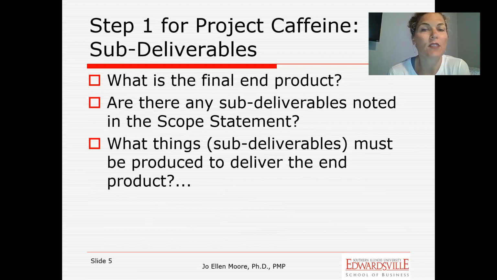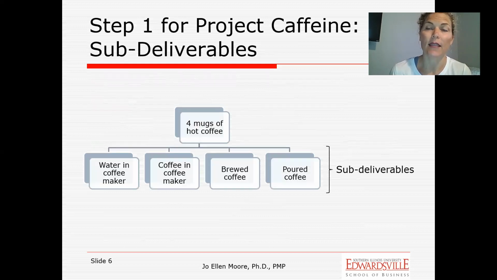We can ask ourselves these questions. What is the final end product? Are there any sub-deliverables noted in the scope statement? Sometimes the scope statement might be pretty specific and identify some of these sub-deliverables already for the project team. And then, what sub-deliverables must be produced to deliver the end product? We're trying to think about what steps we have to take to be able to deliver 4 mugs of coffee by that deadline.